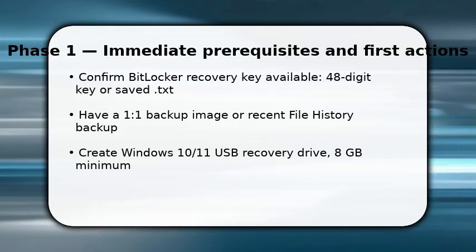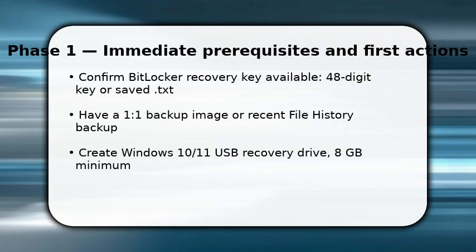You begin by grabbing the recovery key and a recovery USB. Do this now. You need the 48-digit BitLocker key or the file where you saved it. Once found, plug in a Windows recovery USB and boot to it.